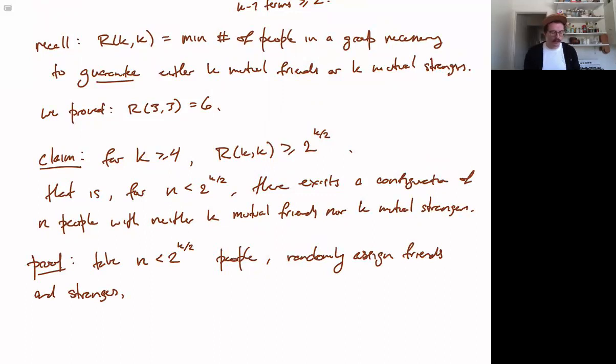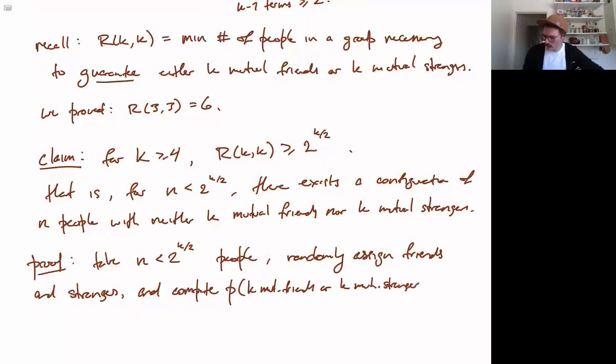And we're going to compute the probability of finding k mutual friends or k mutual strangers. Let me just write it like this. So, how are we going to do this?